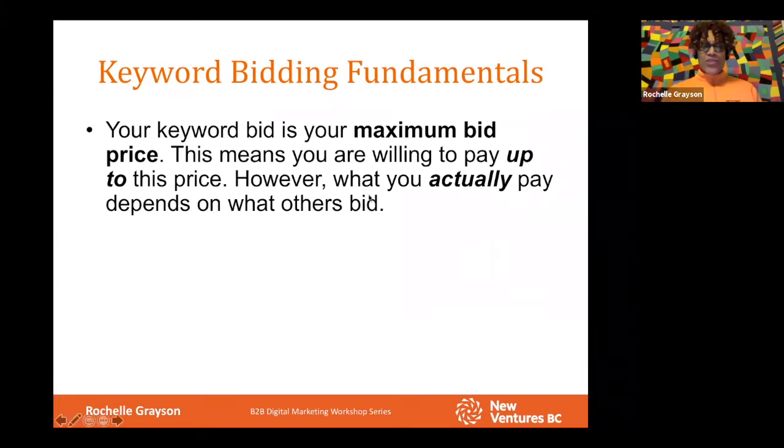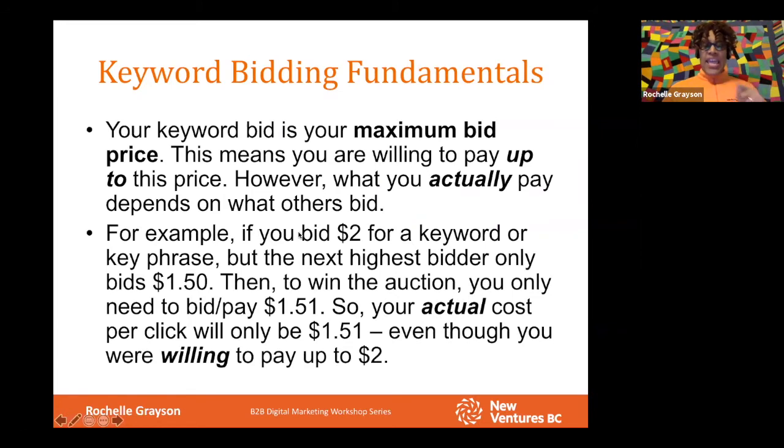But what you actually pay depends on your competitors and what they bid. So here's an example. If I was going to pay $2 for a keyword or key phrase, I said, I'm willing to pay up to $2 for this keyword, digital marketing. But the next highest bidder of all the people bidding for digital marketing said the maximum they were willing to pay is $1.50. I actually only have to pay $1.51, 1 cent more than the number 2 bidder, because that's what I need to win the bid, right?